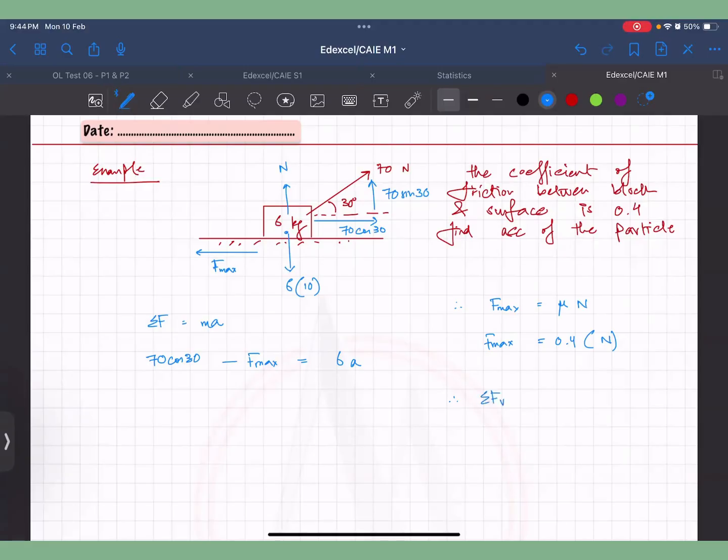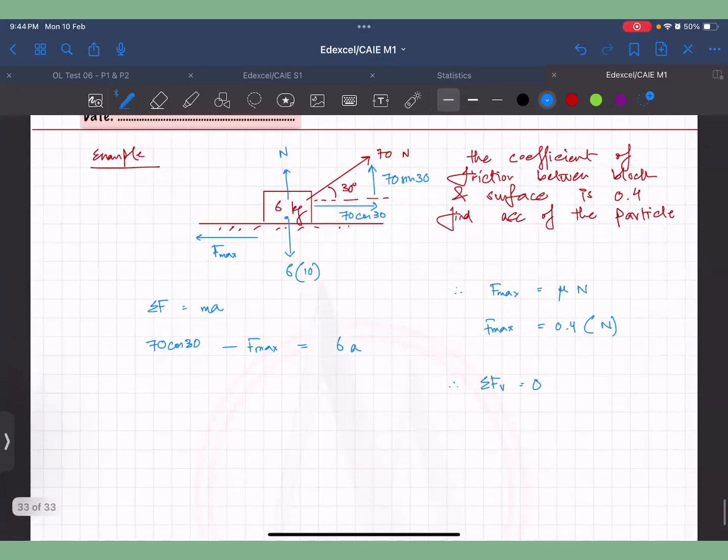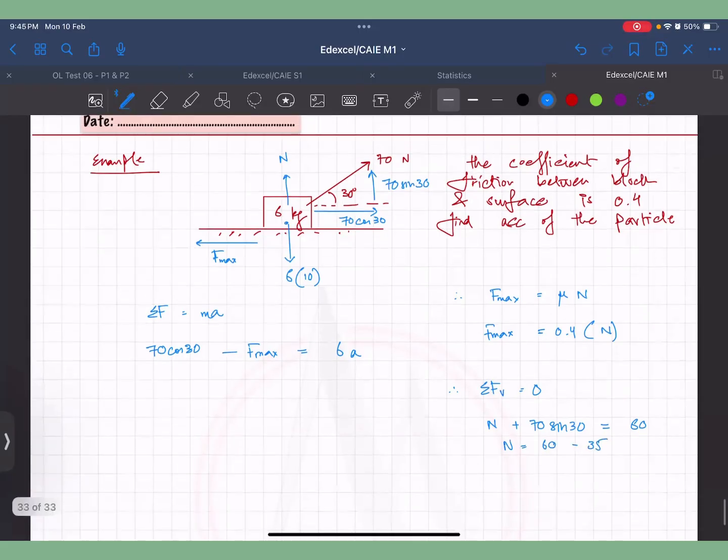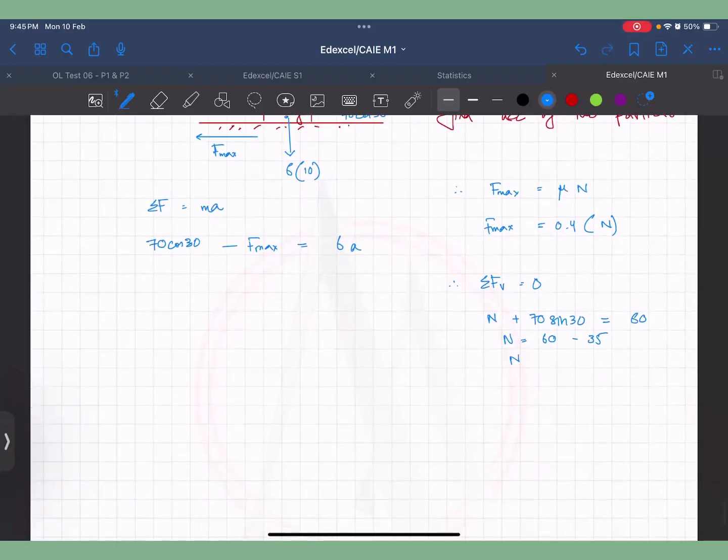The sum of vertical forces is equal to 0 because the object is not moving up and down. So vertically, the object is at equilibrium. So vertically upwards, you have N plus 70 sine 30 is equal to the downward force, which is 60. So N would be 60 minus 35, which would be 25. So the normal contact force is 25 Newton.